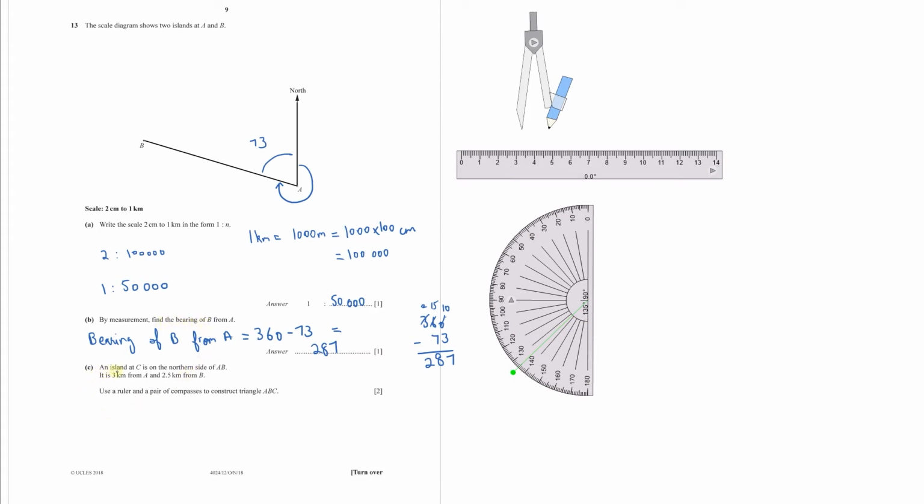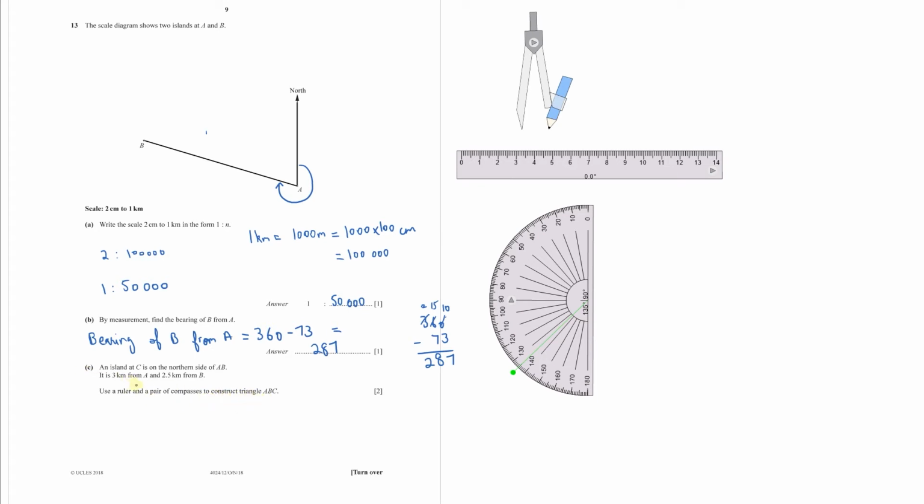Part C is: an island at C is on the northern side of AB. So let me quickly erase this. So northern side of AB means it's above AB somewhere here. It is 3 kilometers from A and 2.5 kilometers from B. Use a ruler and a pair of compasses to construct triangle ABC.